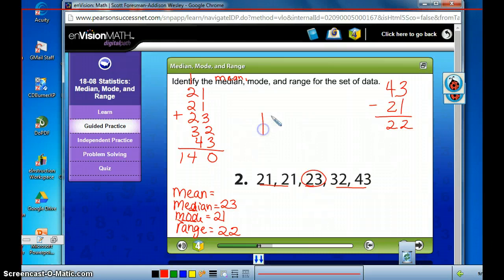Okay. I'm not done yet. What am I dividing by, Gabe? 5, because there are 5 numbers in my set of data. 5 goes into 14 2 times. Minus 10 equals 4. Bring down the 0. 5 goes into 40 evenly 8 times. Minus 40 equals 0. 28 is the mean.